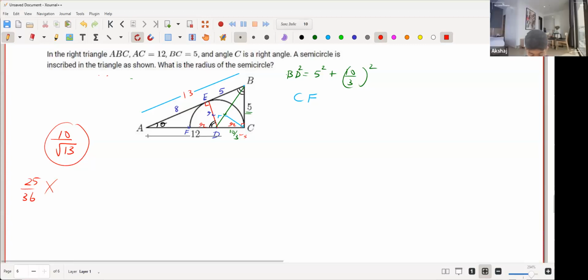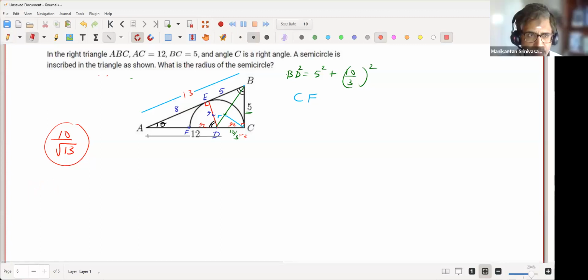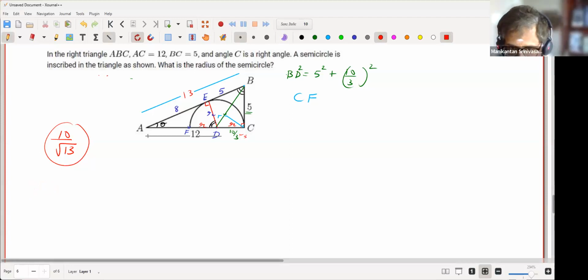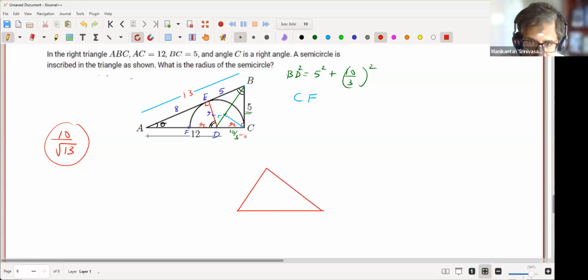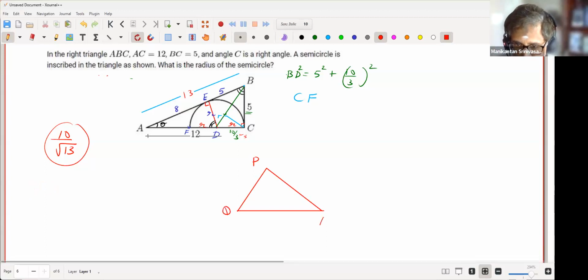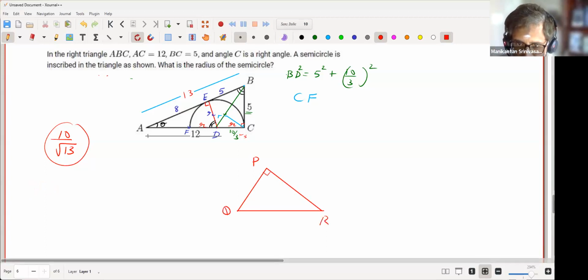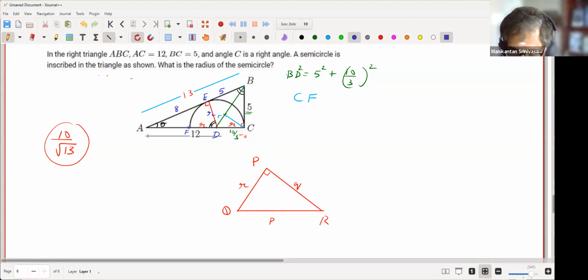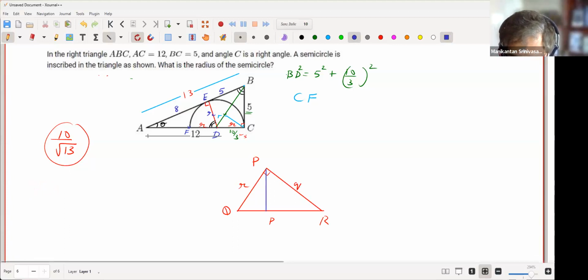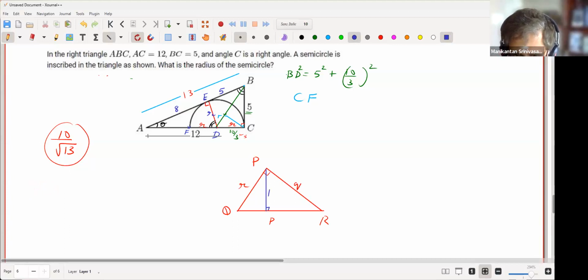Yes, sir. Okay. So let's quickly do it. It's fairly easy, right? We have been through this many times. If I have any right angle triangle, forget this problem, I'll call it PQR. Let's say this is 90. If this length is R, then this length is Q, this length is P, right? And suppose I have a perpendicular from the 90 degree to the hypotenuse. Let's call this H.